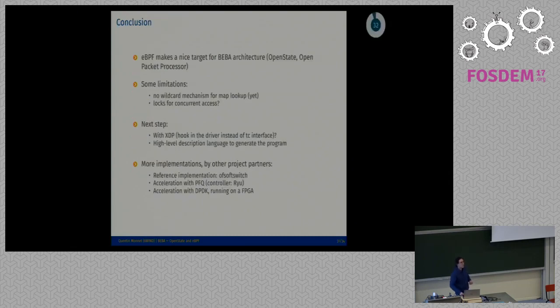And to conclude, we think that eBPF makes a nice target for the Baldoni architecture, so both OpenState and Open Packet Processor. We have some limitations with this implementation. For example, we have no wildcarding mechanism yet in BPF, so if I want to say, okay, now I want to match a packet with anything for the UDP destination port, and I just want to focus on the source port, currently it's a bit difficult to do with BPF.